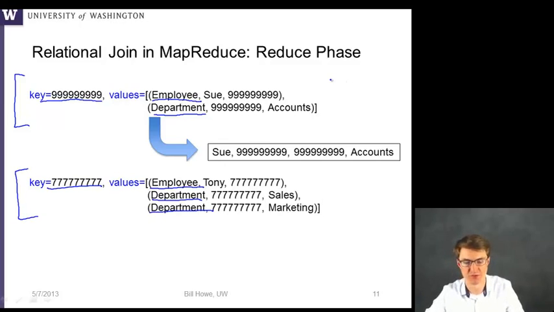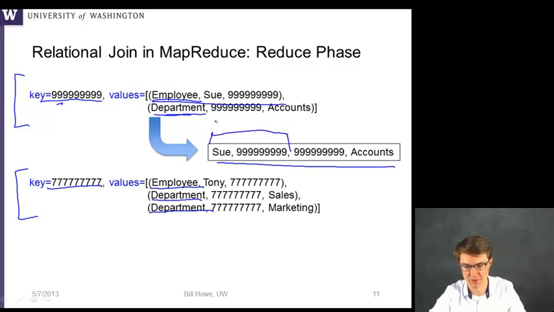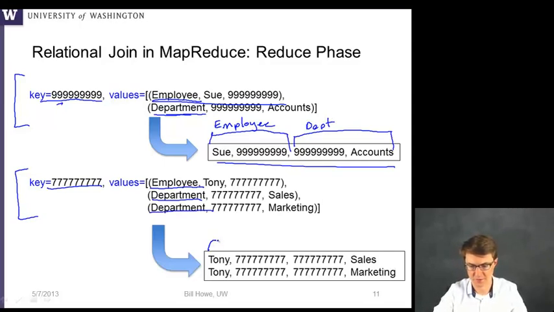So now this reduce function that the programmer would have to write, if you're implementing a join phase, would have to take this key and take all these tuples and produce the joined tuple, right? Where these two attributes came from employee and these two attributes came from department. And same thing here. Employee, department.